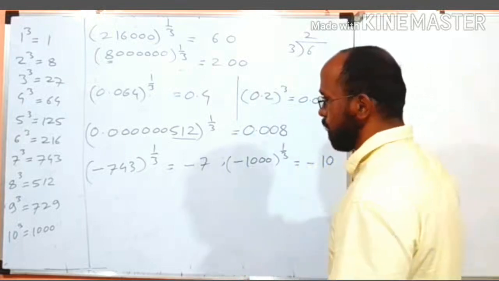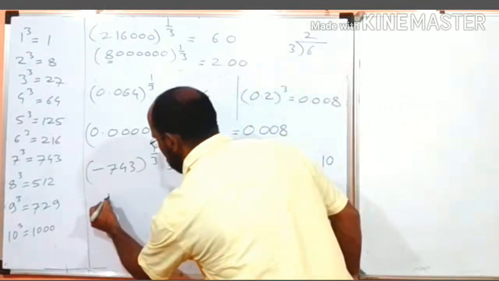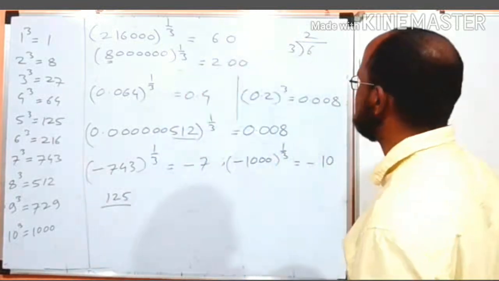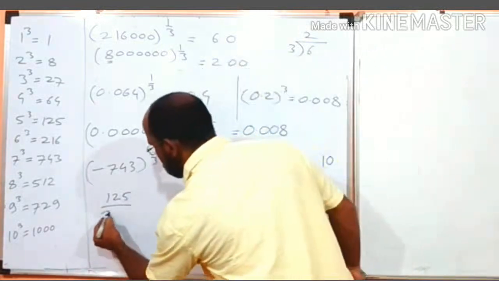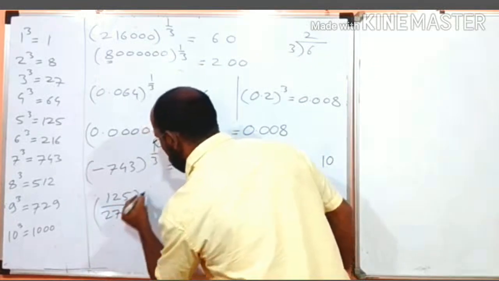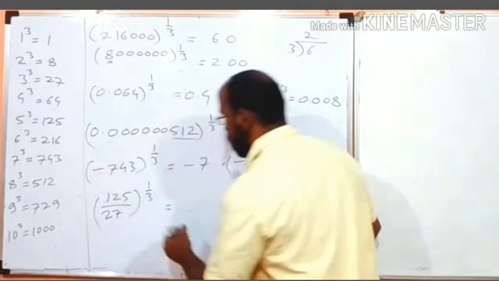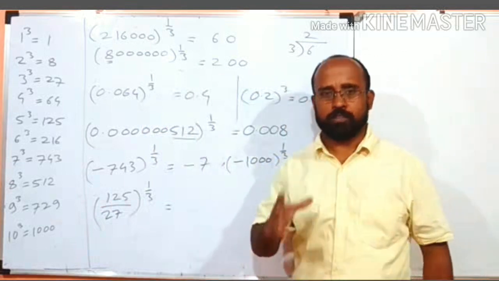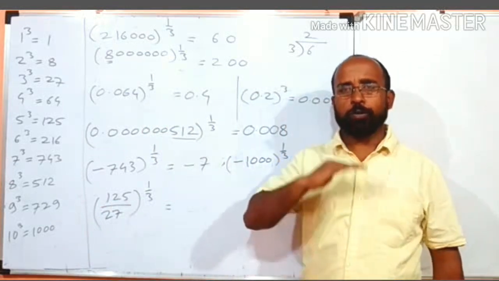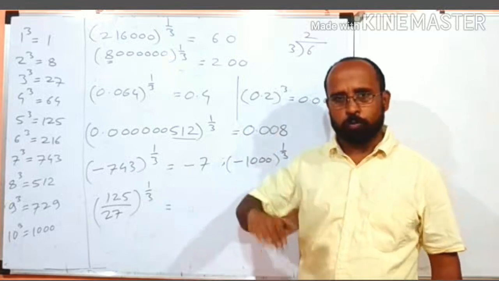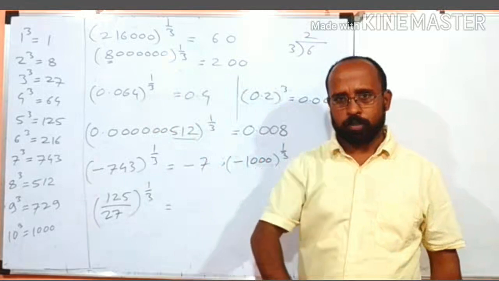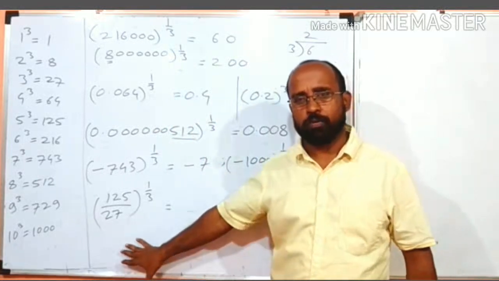Suppose the question is to find the cube root of 125 upon 27. Find out the cube root of 125 upon 27. Friends, while learning the cube of a fraction, we learned that to find the cube of a fraction, we have to find the cube of the numerator separately and the cube of the denominator separately. So the same procedure we have to do here.